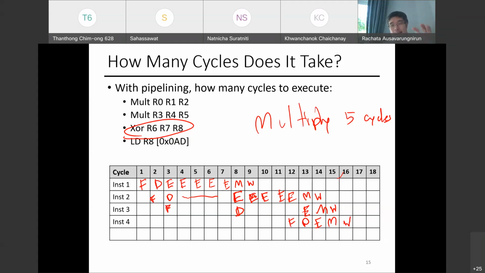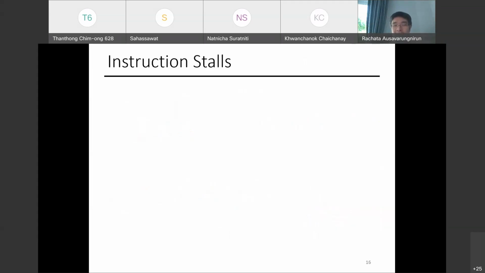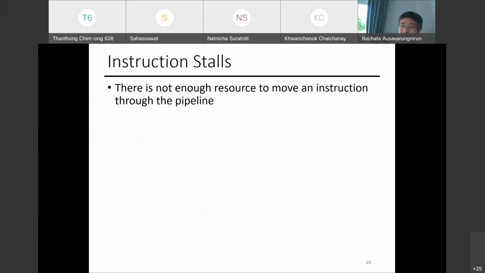All right, thank you so much. Any questions about this? The reason why I need to erase is I somehow thought instruction 3 is a multiply. So it is an XOR, it takes 1 cycle, the load also takes 1 cycle. So that's instruction stall, right? You have to wait. So instruction stall basically means that, first of all, there cannot be enough resources to move the instruction. In this case, I don't have a buffer, or my multiply is too slow. I only have 1 multiply. Okay? So I cannot move the instruction through the pipeline.